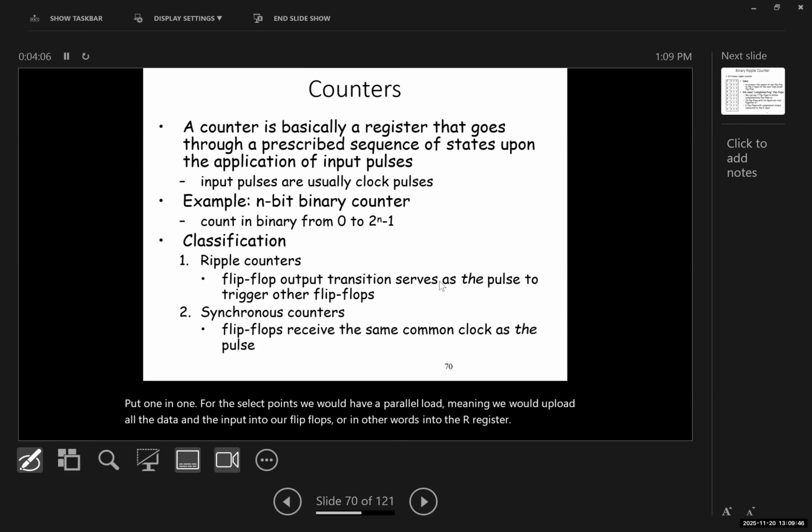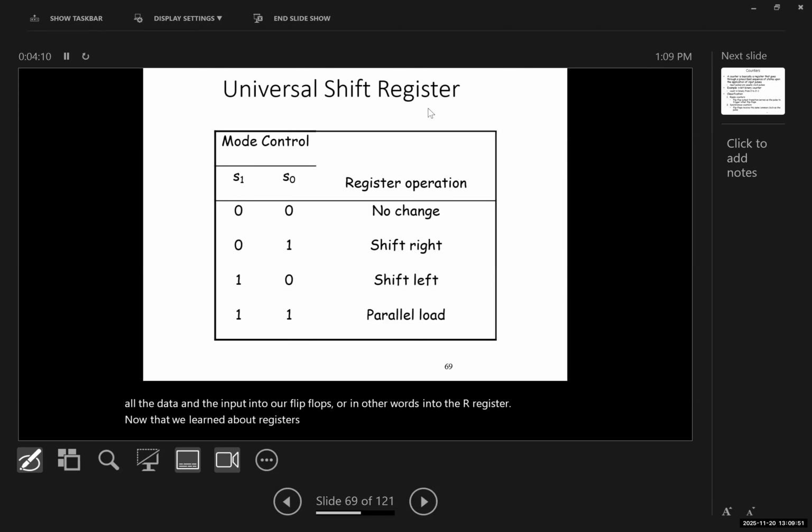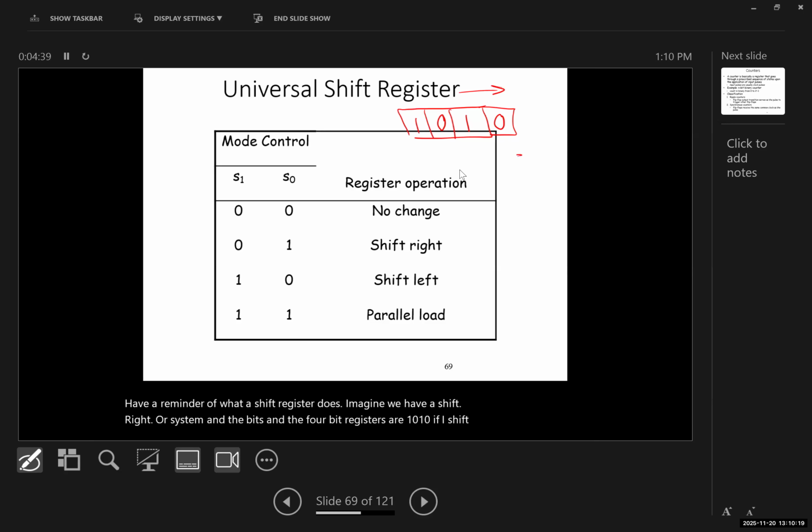Now that we learned about registers, we can have shift right and shift left, and I solved some practice problems. I'm going to do another one just for you to have a reminder of what a shift register does. Imagine we have a shift right system, and the bits in the 4-bit register are 1, 0, 1, 0. If I shift 1 bit to the right, what would the output be?